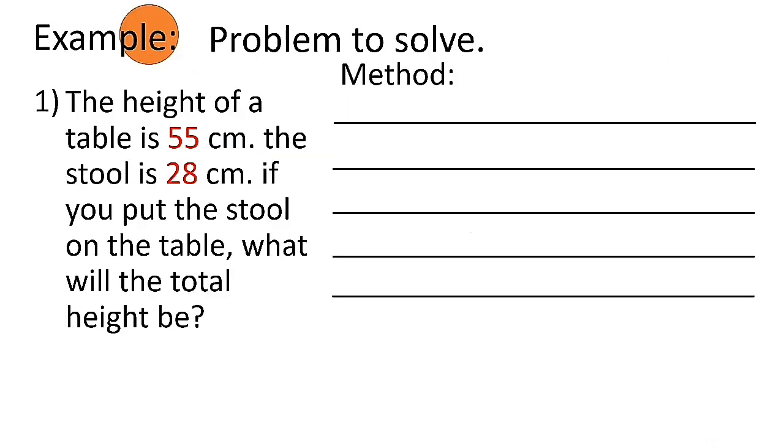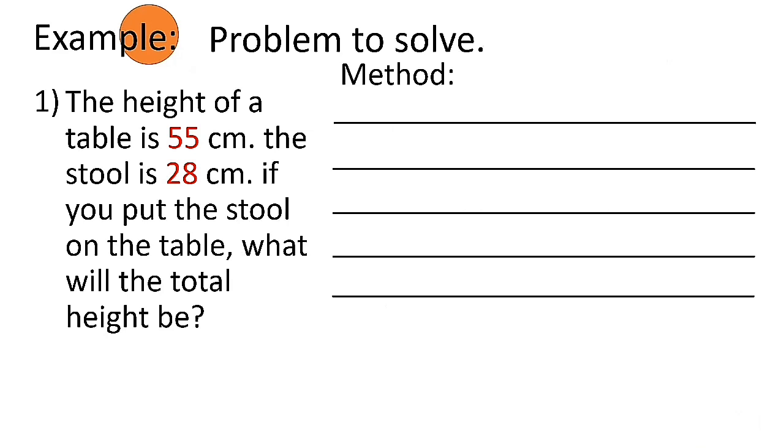Okay, next example. Problem to solve. And don't forget to show your method here. Number 1. The height of a table is 55 cm. The stool is 28 cm. If you put the stool on the table, what will the total height be?